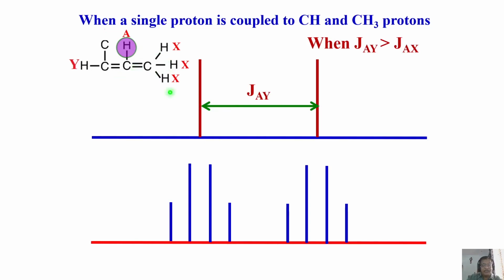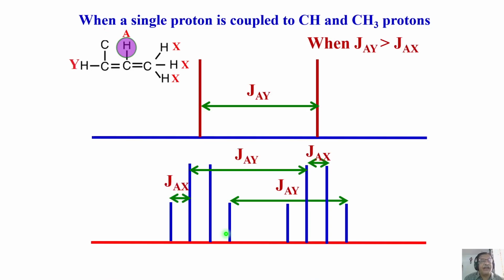What is this quartet separation? This separation gives me JAX coupling. And the center of this quartet gives you JAY. Or from center to center, identical lines of each quartet, if you measure the separation, that also gives you JAY. So this is JAX, that is JAY. Very easily understood. Now, what do you call this pattern? Largest splitting is a doublet. Smaller splitting is a quartet. It should be called doublet of quartets.